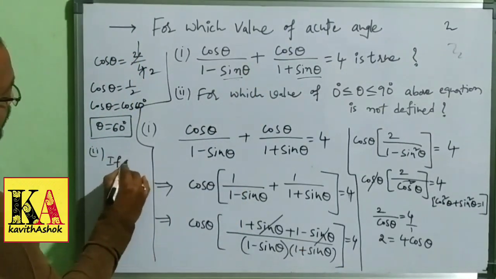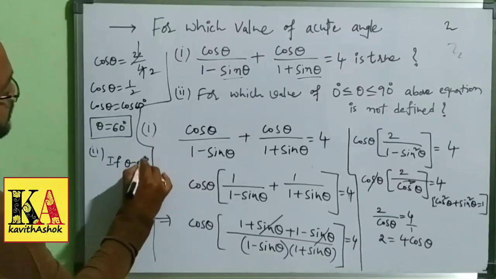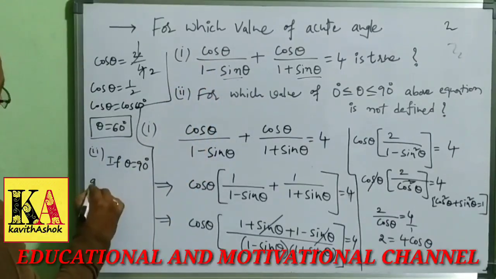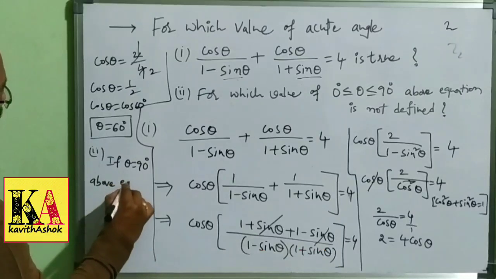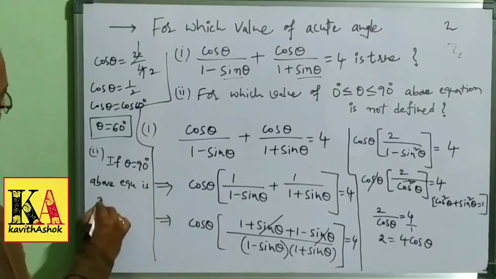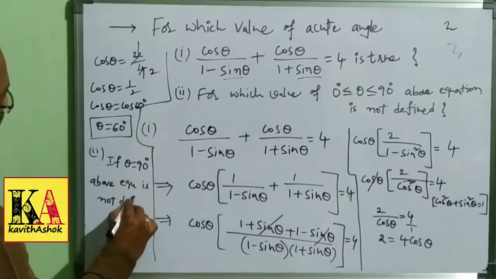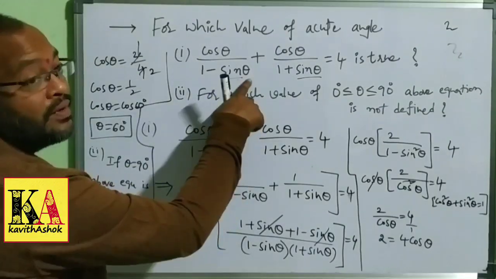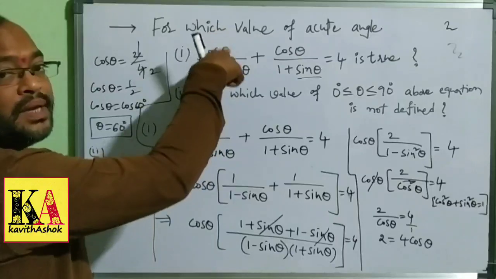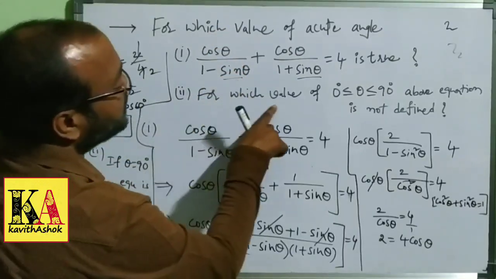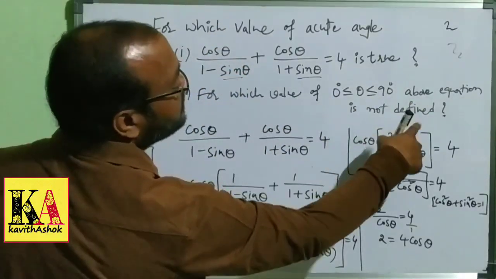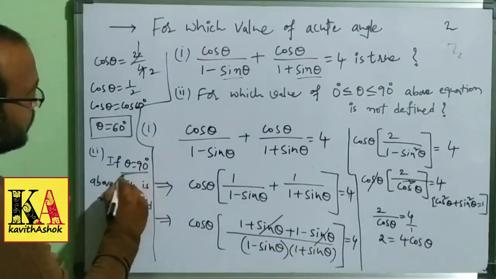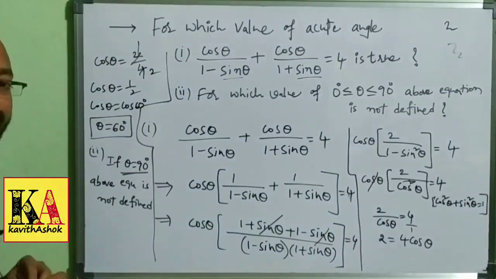if theta is equal to 90 degrees, the above equation is not defined. Why? Because if you take theta value 90 degrees, 1 minus 1 becomes 0, and something by 0 is infinity. So for which value from 0 to 90 degrees is the above equation not defined? For theta equal to 90 degrees, this is not defined.